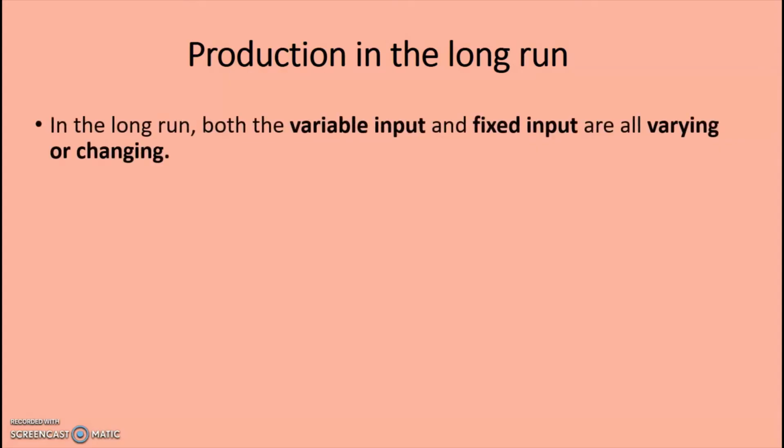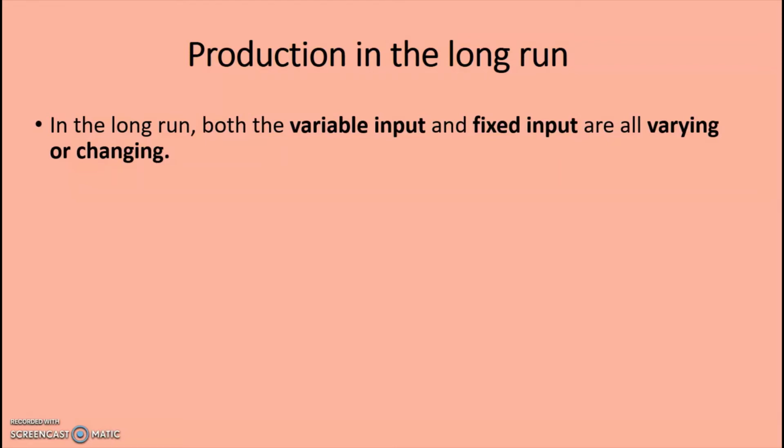Now we move to production in the long run. Production in the long run. Now in the long run, both the variable input and the fixed input are all varying or changing. Remember in my previous video I said in the theory of production we have two main theories. We have the short run production theory and the long run production theory. So this is the long run production theory.